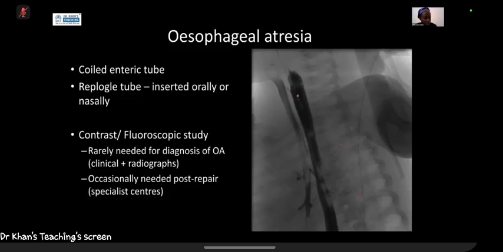So you can see here, this is your connection between your esophagus and your trachea, this little tiny bit of contrast that's extending between the two of them. And this is the kind of subtle thing we're looking for when trying to diagnose H-type fistulas.